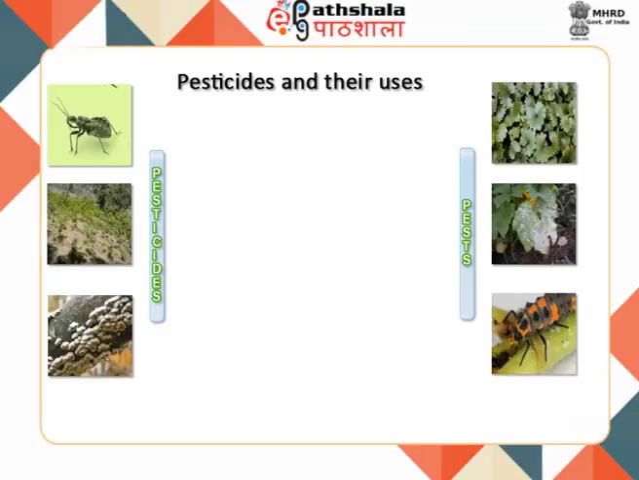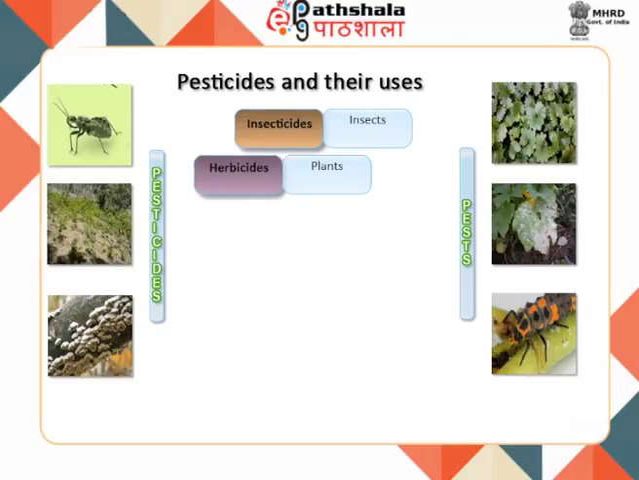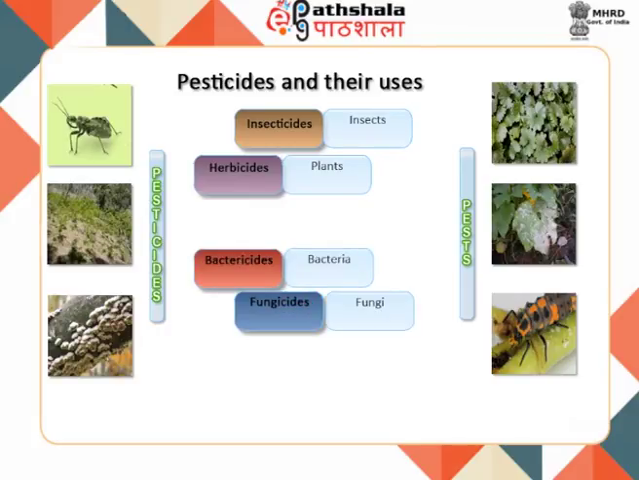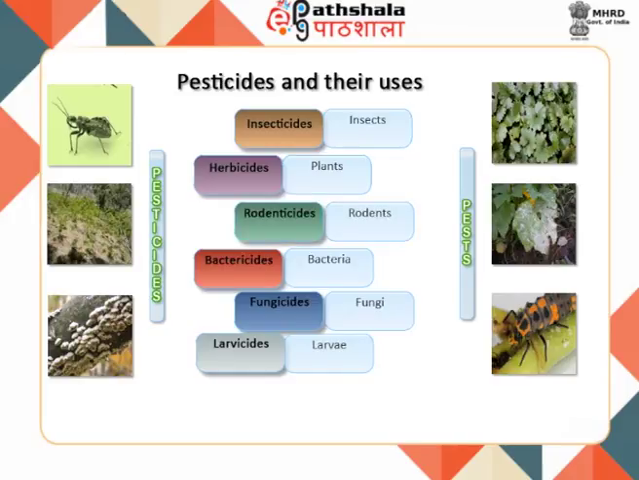Pesticides can be grouped according to the types of pest they will kill: insecticides, insects; herbicides, plants; bactericides, bacteria; fungicides, fungi; larvicides, larvae; rodenticides, rodents.